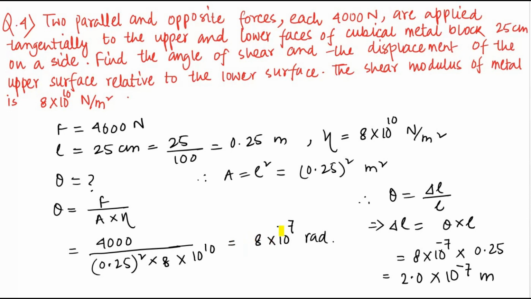So here is our answer. First, the angle of shear is 8 into 10 to the power minus 7 radian, and the displacement of the upper surface relative to the lower surface is 2 into 10 to the power minus 7 meters. Okay.